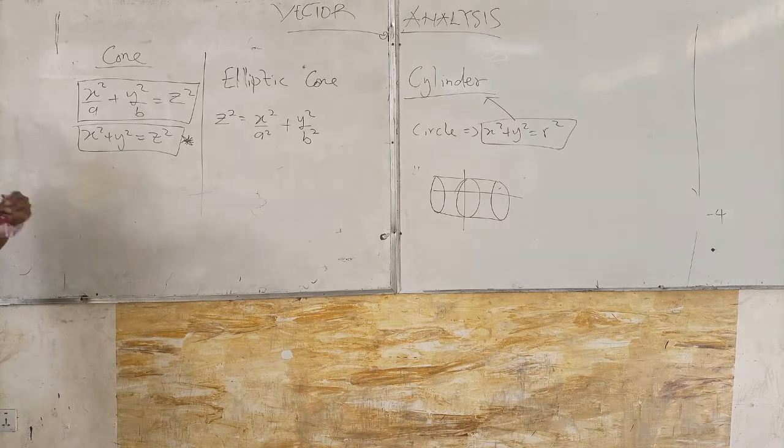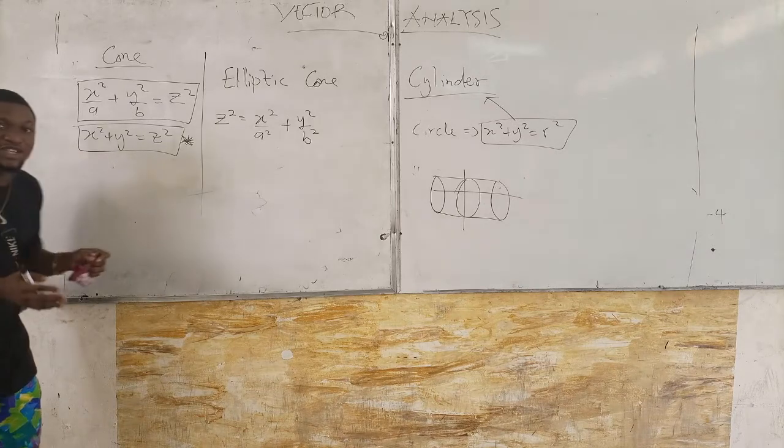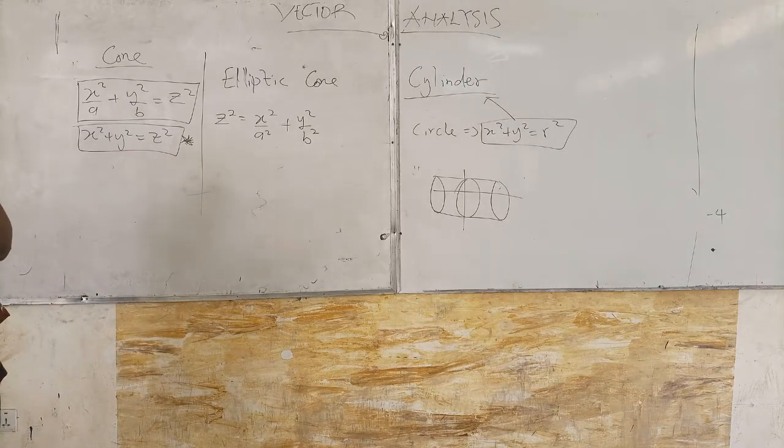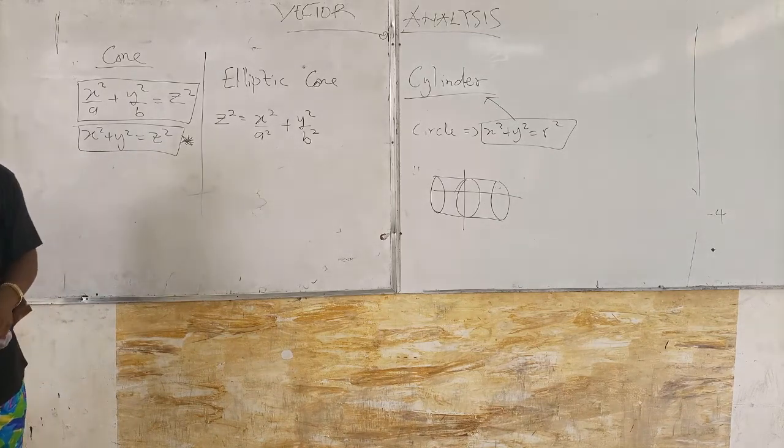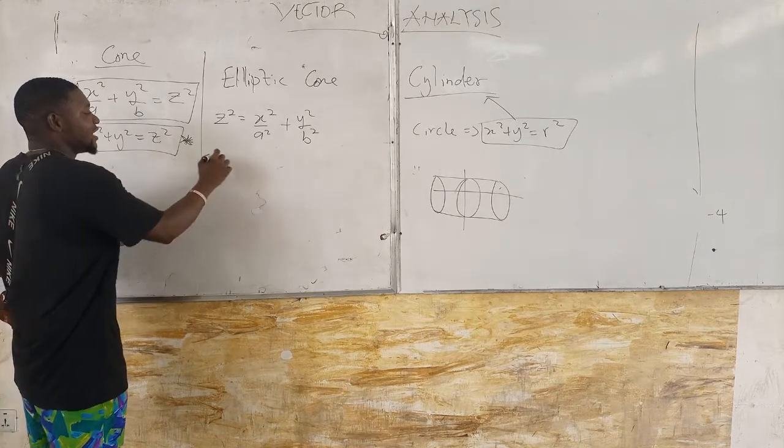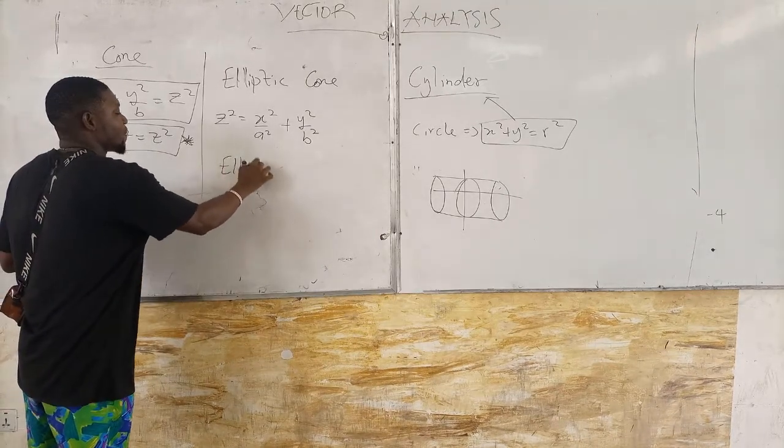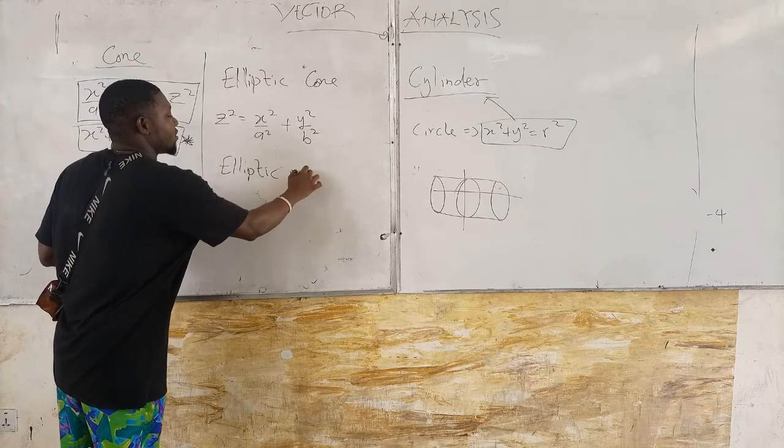Just lay it back to the general form. So if the question is given to you to complete, just put it and compare. Then let's move on to the elliptic parabola.